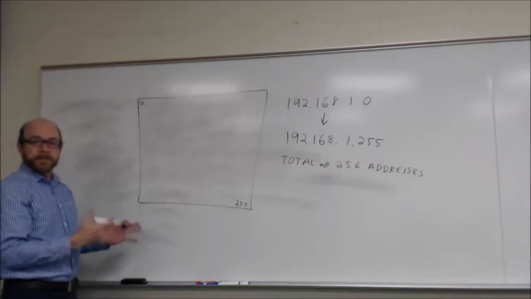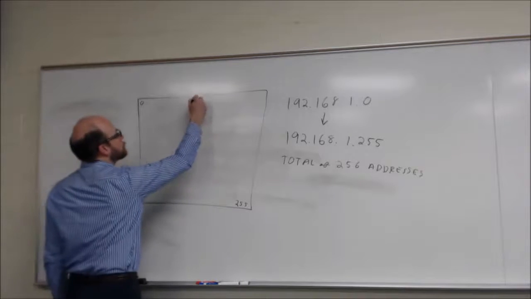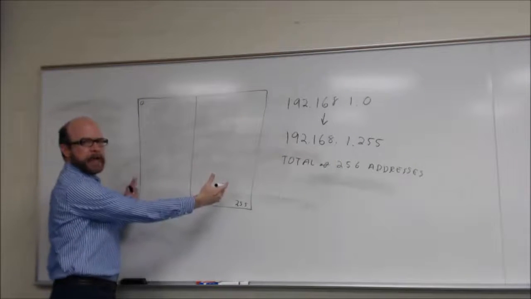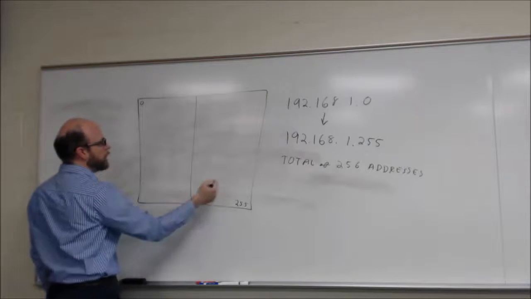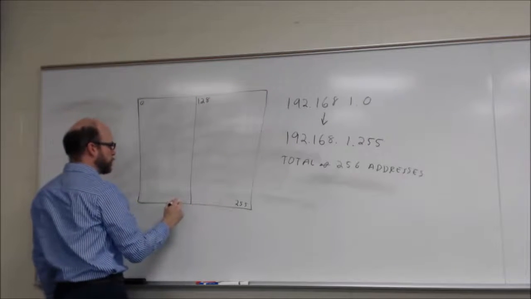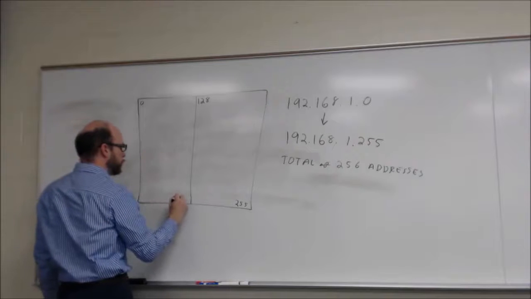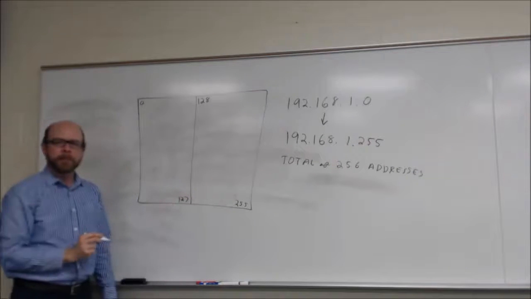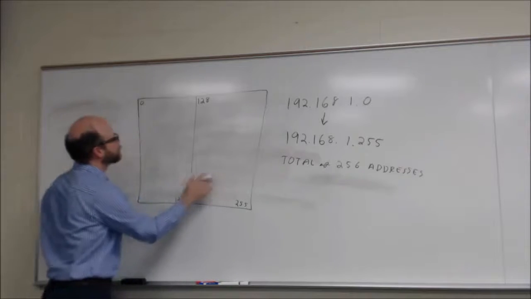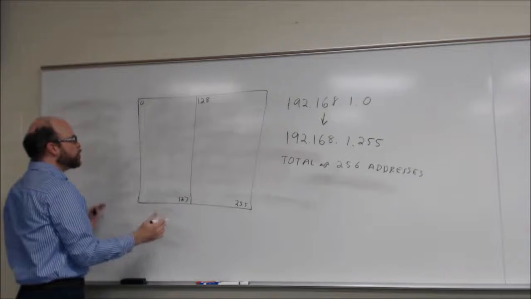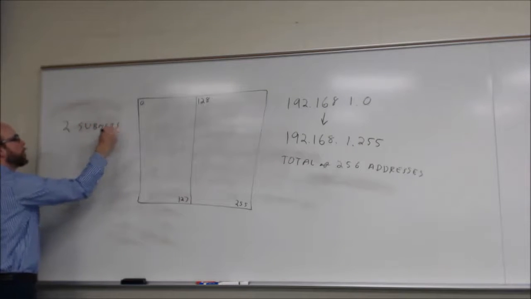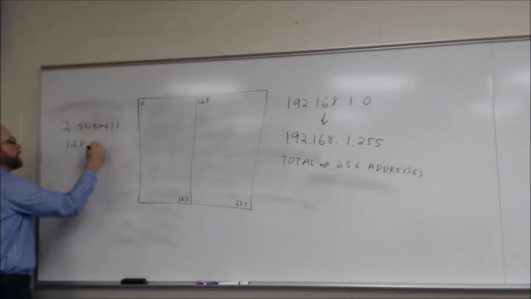So if we cut this network in half, now we've got 128 addresses on each side. And we're going to change this. So 128 to 255 is one subnet, and 0 through 127 becomes the second subnet. Actually, this would be the first subnet, and this would be the second subnet. So now we've got two subnets with 128 addresses each.